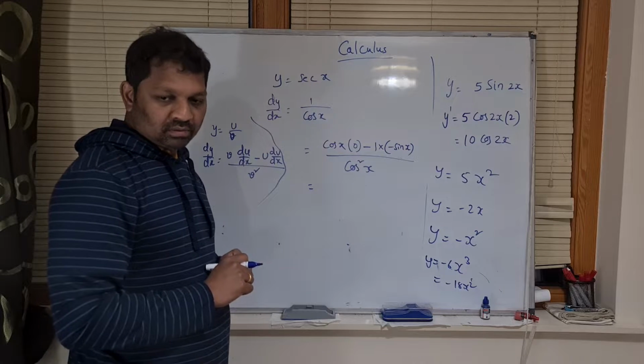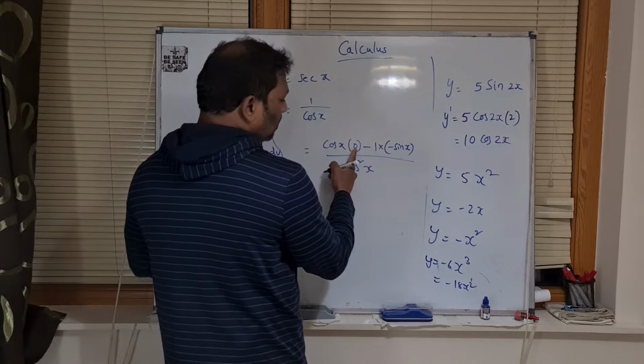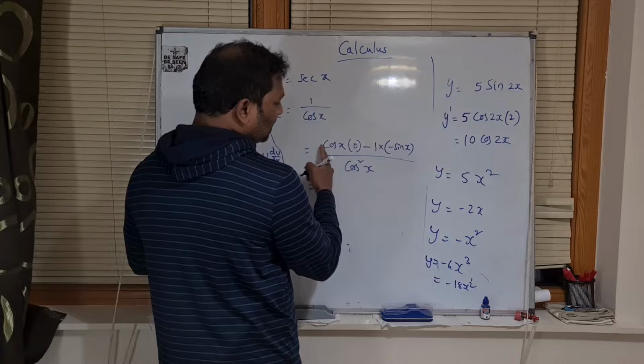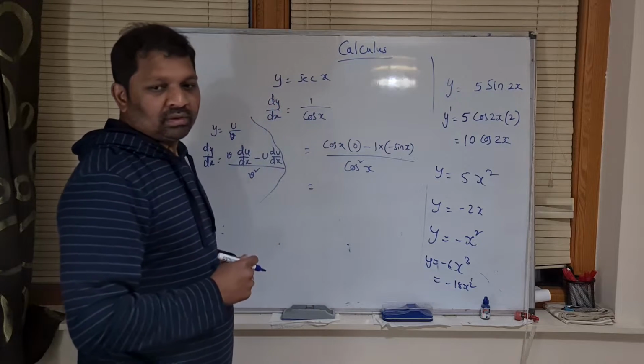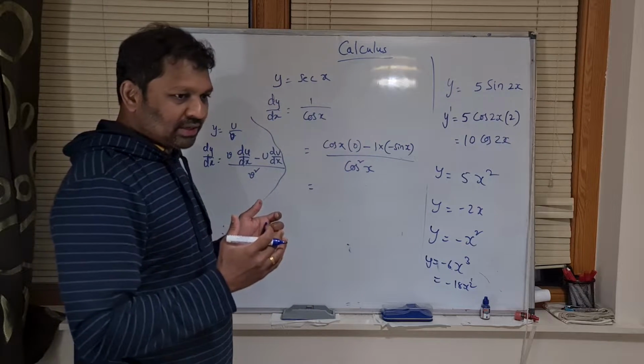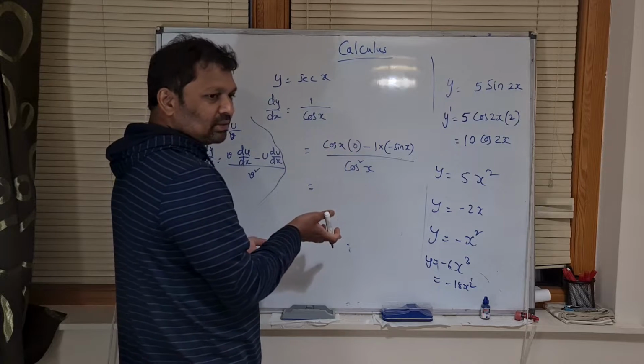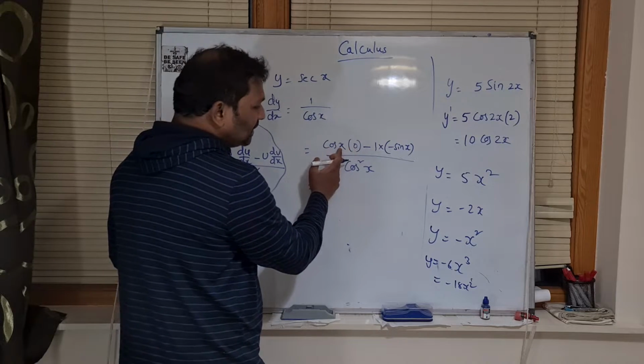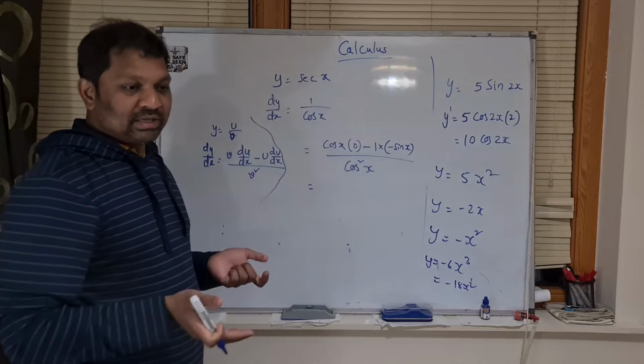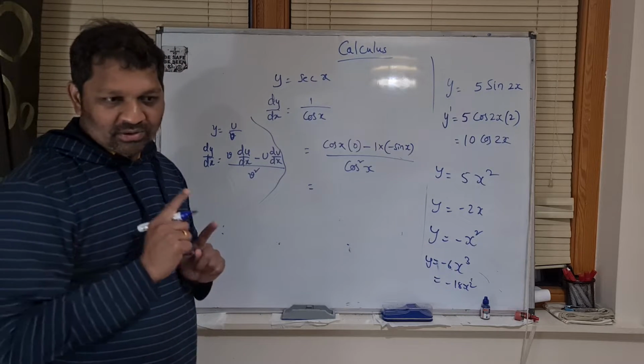cos x times 0 is 0. So what is 0? Is it multiplying x or is it multiplying cos x? It is multiplying cos x. Zero. Okay, anything multiplied by 0 is 0. If it is multiplying x, then what will it become? Cos 0, which is 1. That is not correct here.